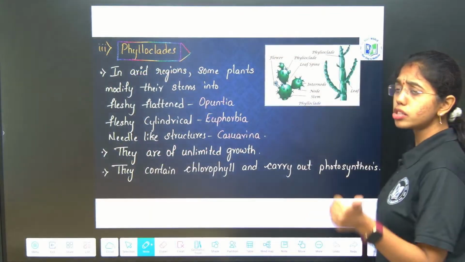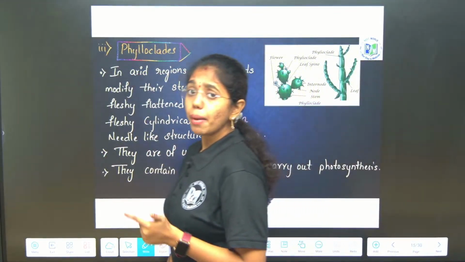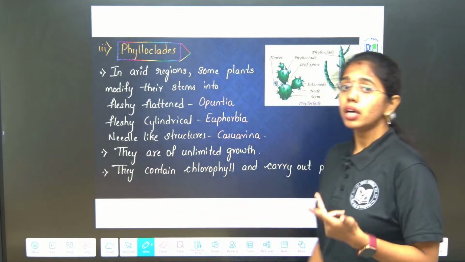Be it tendrils or thorns, which part is modifying, ma? Bud regions, be it axillary buds or terminal buds.